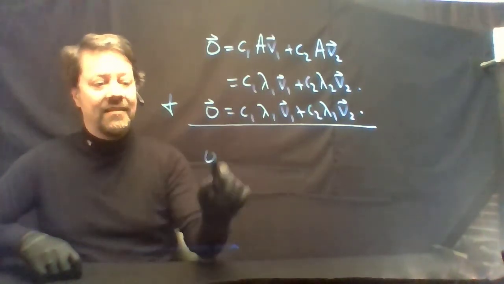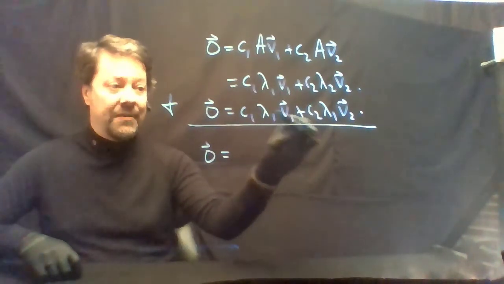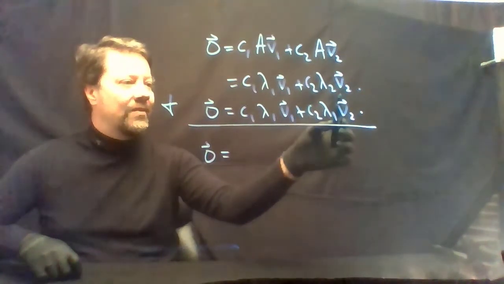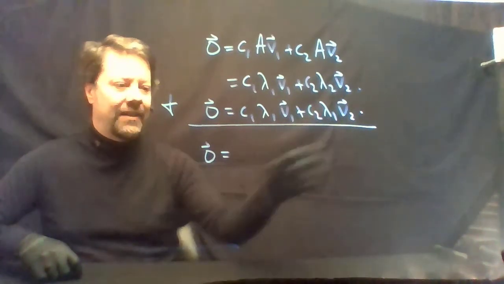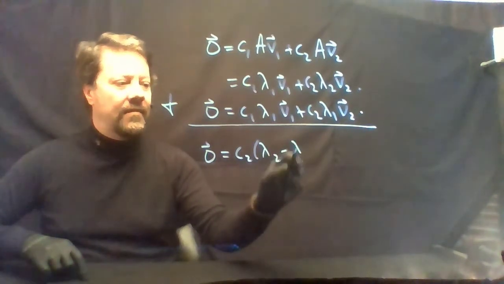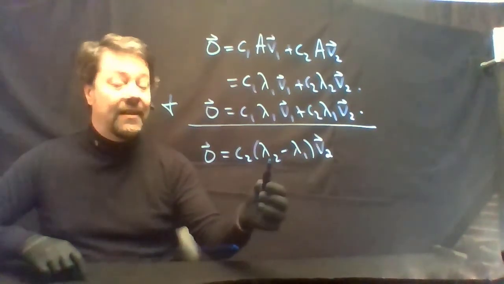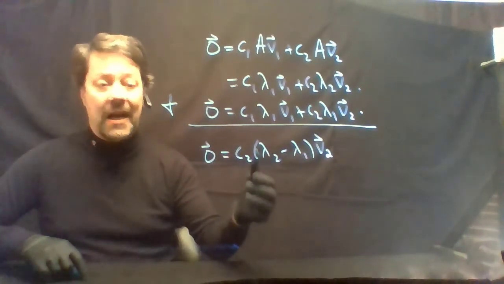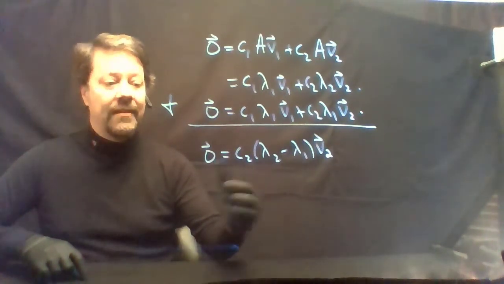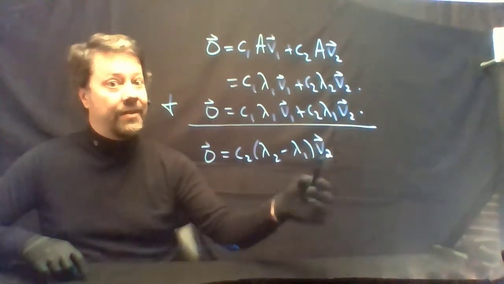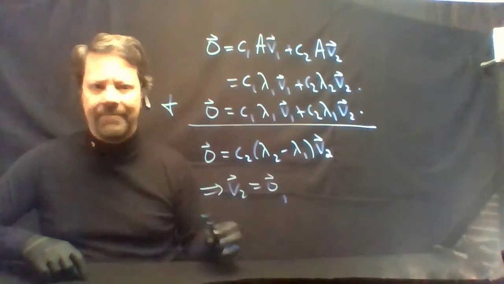When we subtract, 0 minus 0 is 0. c1 lambda 1 v1 minus c1 lambda 1 v1 is 0. What's left is c2 lambda 2 v2 minus c2 lambda 1 v2. Now we know that c2 is not 0. And since lambda 1 and lambda 2 are not equal, lambda 2 minus lambda 1 is not 0 either. The zero product theorem says one of these factors is 0 and there's only one left. That means v2 is 0, but wait a minute.